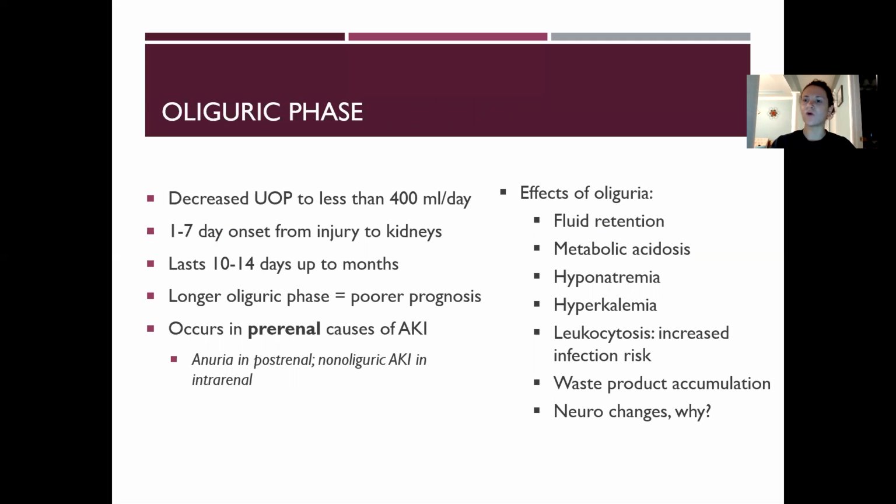It occurs from 1 day to within a week of the onset of the injury to the kidneys, and it's defined as a decrease in urine output to less than 400 mLs per day. So not a lot of urine at all, and it can last up to 2 weeks to months. So it can be a decently prolonged experience here. The longer the oliguric phase has been associated with a poorer prognosis. So getting this nipped in the bud is very important.